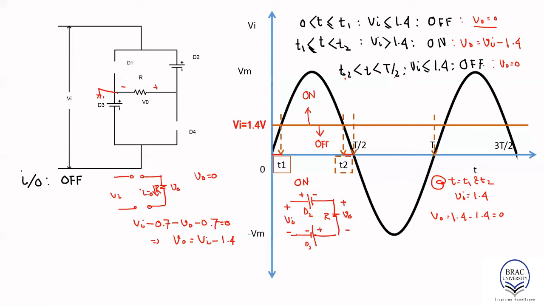And then at the maximum, at Vi max, which is our Vm, V0 max would be Vm minus 1.4. So at that instant, the output would be Vm minus 1.4. Now we know that the shape will remain the same, so we can draw it like this.